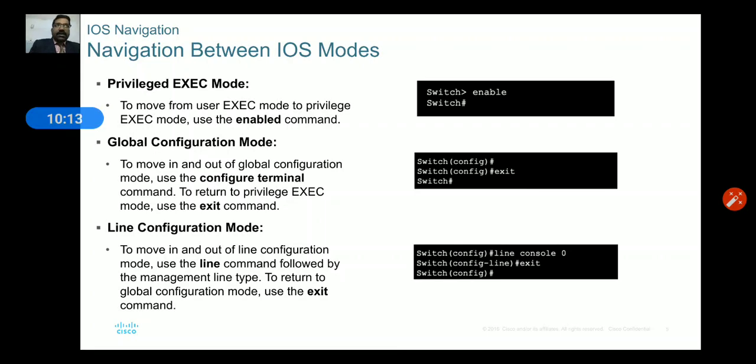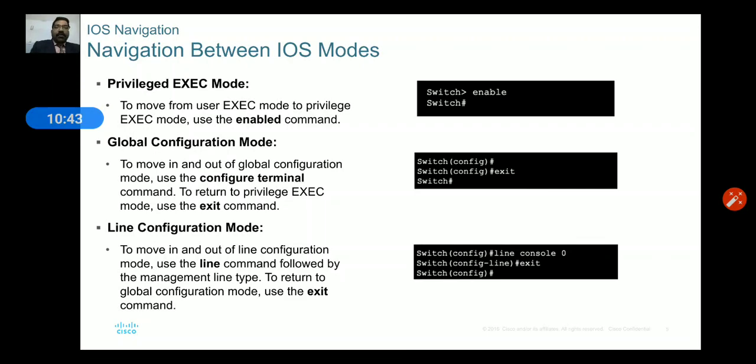Now we are in the third mode. I want to go back to the second mode, that is privilege exec mode. What is the command we have to execute? We have to execute the command exit. If you type the command exit and execute it, you will go to the privilege exec mode. Look at the example, switch config hash. What is the command we are executing? Exit. If you execute the command exit, you will go back to the privilege exec mode.